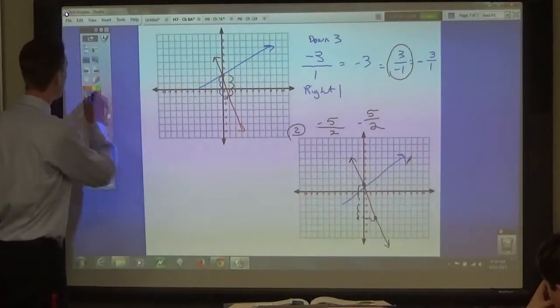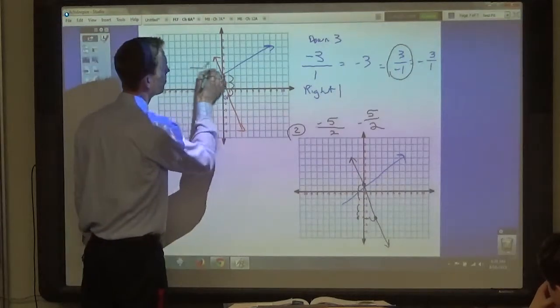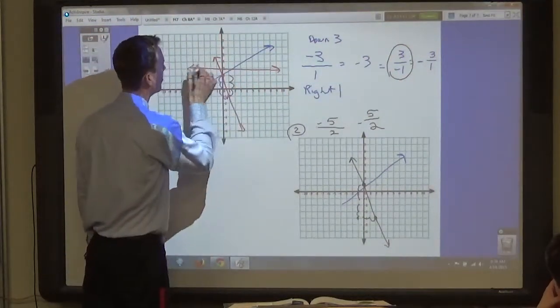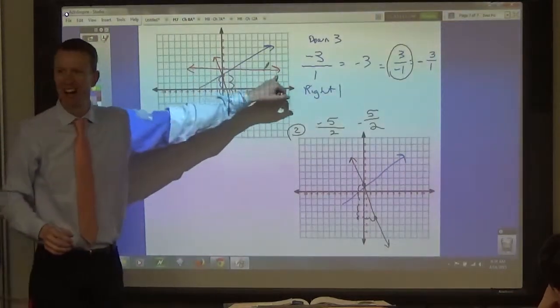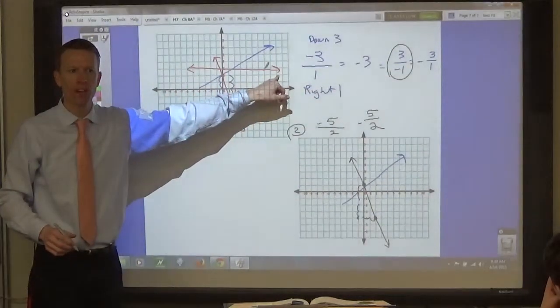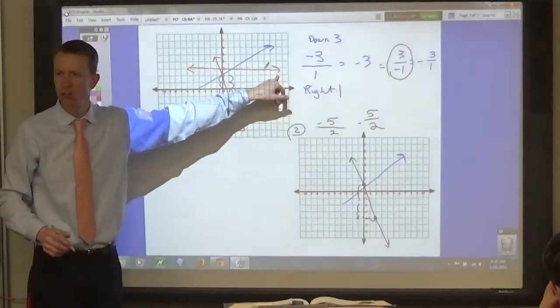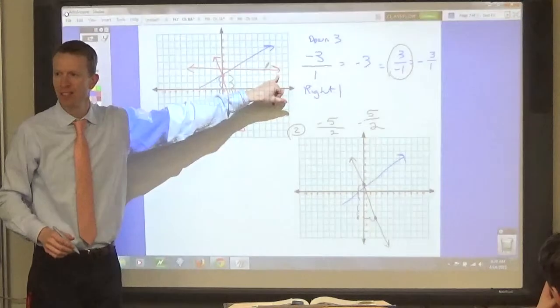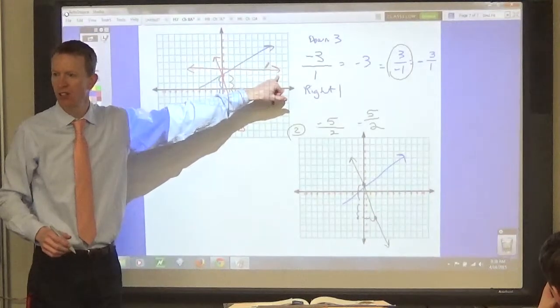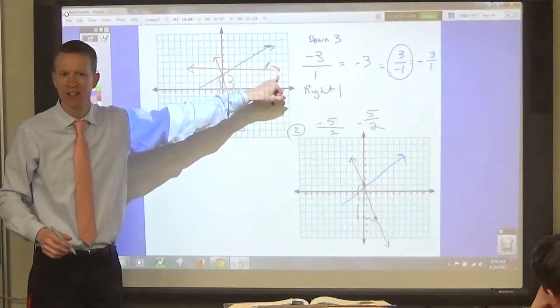What if the line went this way? Imagine that being straight, okay, on that line. What if the slope went that way? What would you write for a slope? It's a horizontal line. What is the slope of a horizontal line?